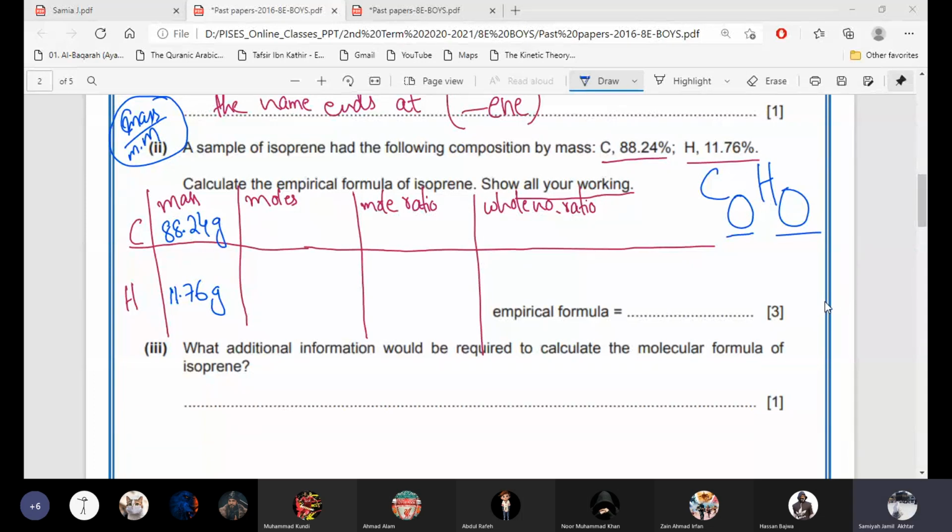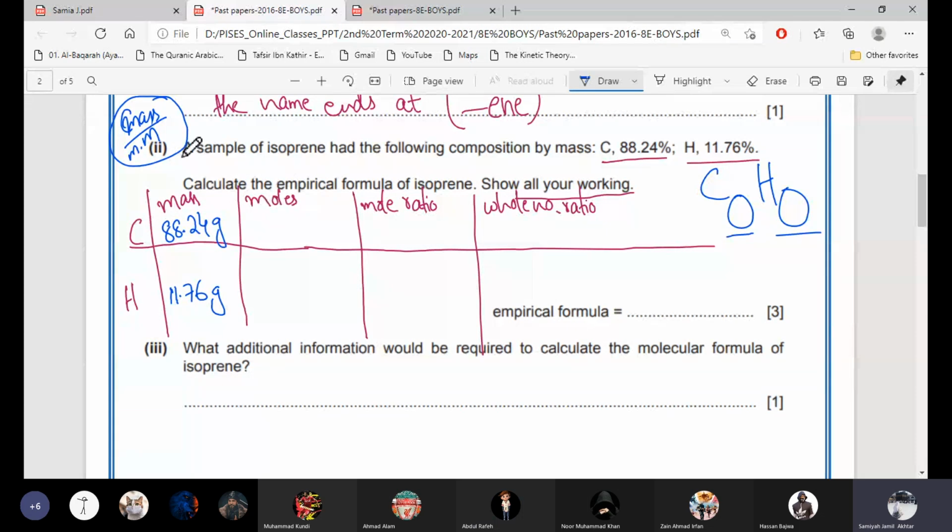Did your teacher tell you how to find the molecular formula from the empirical formula? No, ma'am. Okay, because there is a question like that in your book as well. I'll tell you. And in the next question, they're asking you that. Ma'am, can you discuss? Yeah.